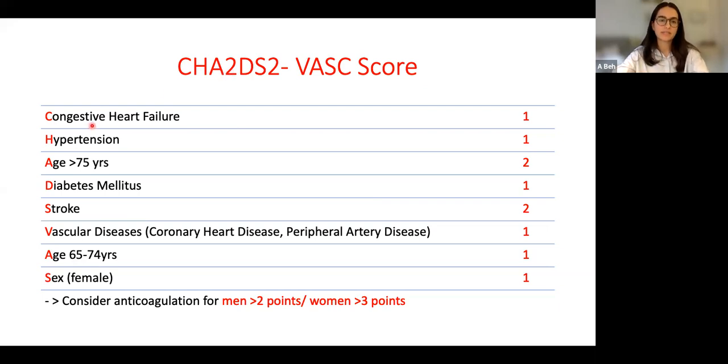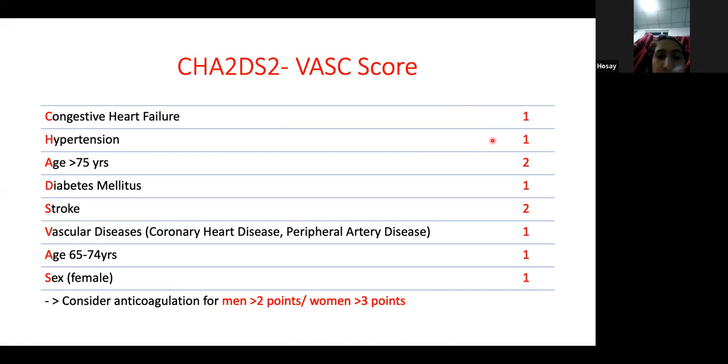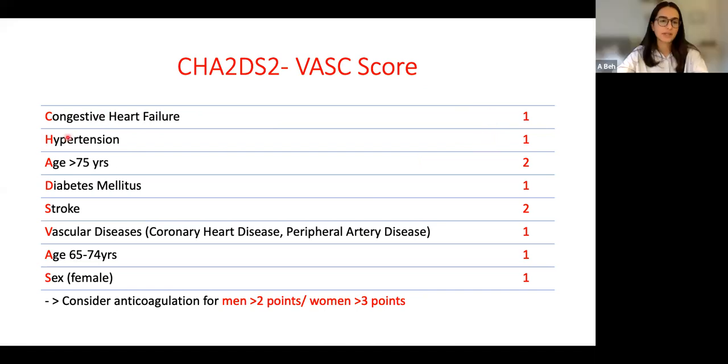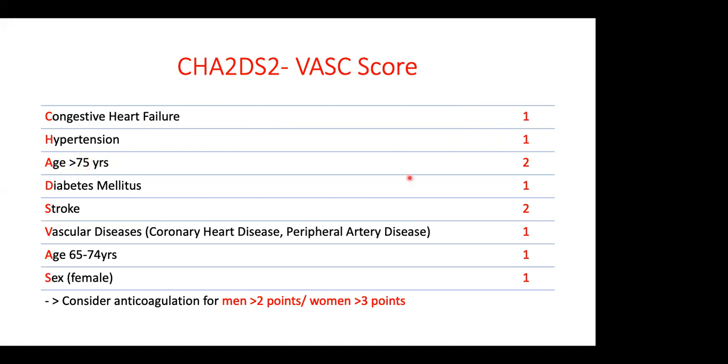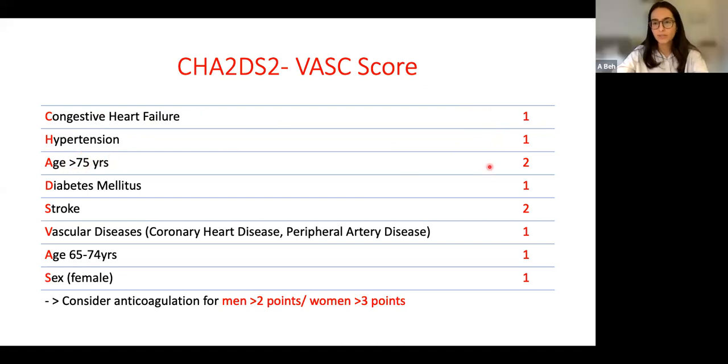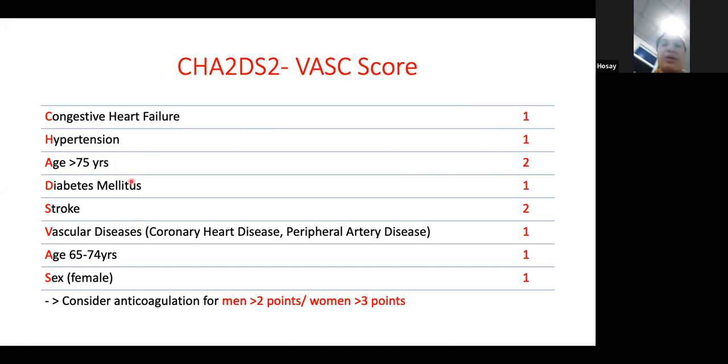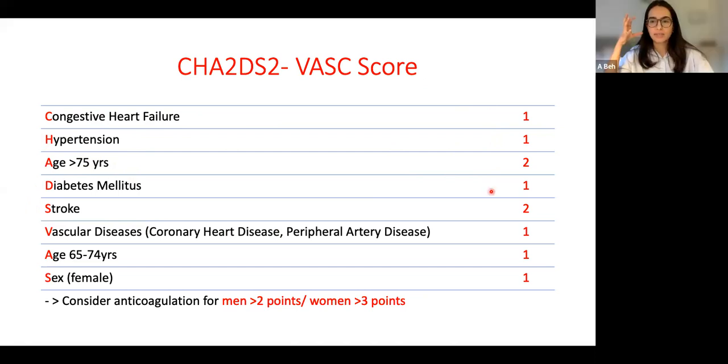So we have congestive heart failure. This will give 1 point to our patient if he's suffering from this disease. Hypertension, this will also give 1 point. Then we have age. Patients who are above 75 years will get 2 points because age is a very important risk factor. We have diabetes mellitus, which is also an important risk factor.